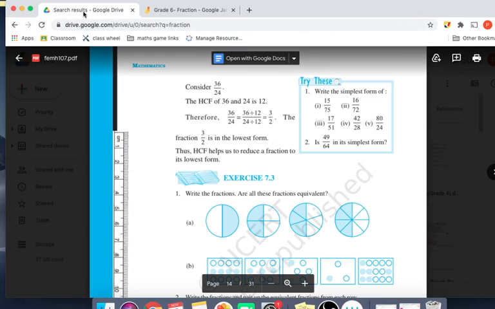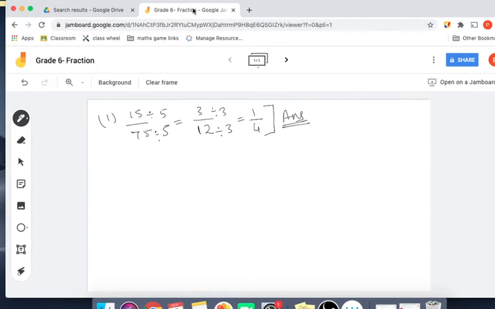Let's go to the second question. The second question is saying 16 divided by 72. Okay, try this question. You have 40 seconds.